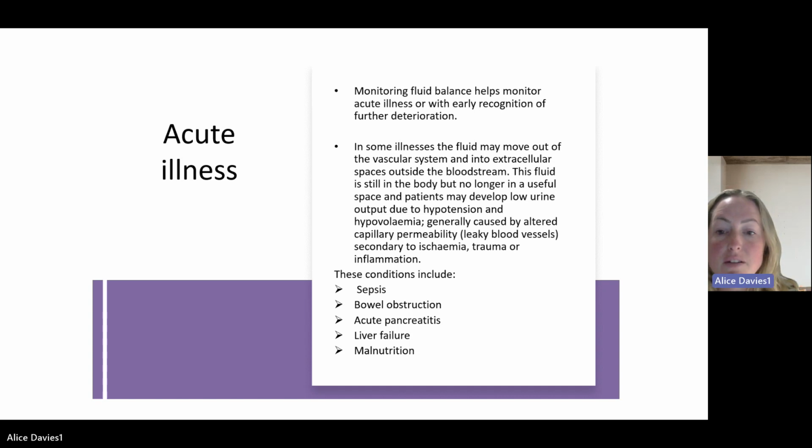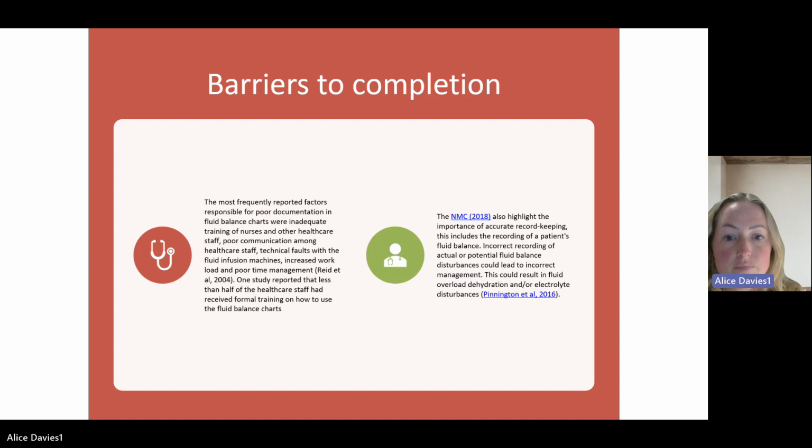And so patients might develop a low urine output due to the hypotension and hypovolemia. This is often caused by leaky blood vessels and can be secondary to ischemia, trauma, or inflammation. So conditions such as sepsis and malnutrition, acute pancreatitis, liver failure, or bowel obstruction. Hopefully we shouldn't see much in the way of bowel obstruction or pancreatitis, or potential for liver failure, but we need to be aware of them.